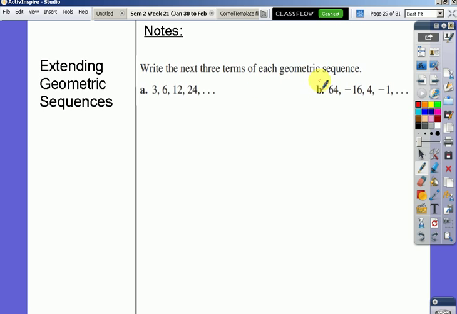So they tell you that it is geometric, so you know that they are going to have a common ratio. You just have to find that common ratio. So what is the common ratio for A? 2. Yeah, it's doubling each time. 6 divided by 3 is 2. 12 divided by 6 is 2. So what are the next 3 terms? 48, 96, 192.